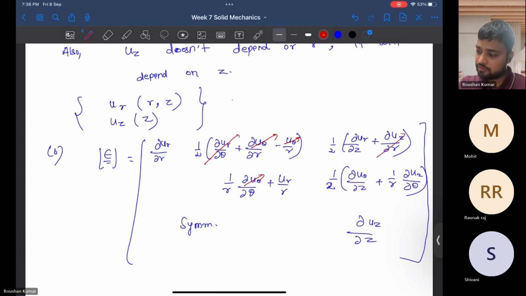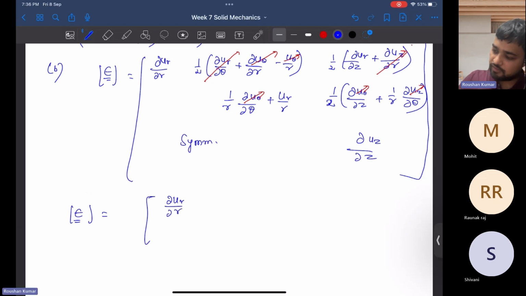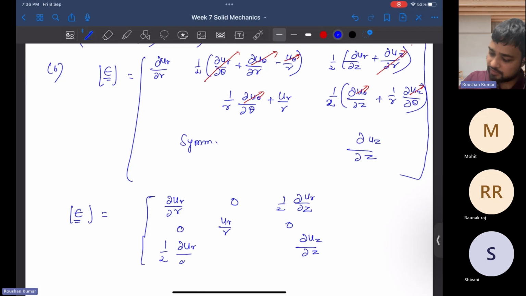Del uz upon del r, this will cancel out. Del uz upon del theta, this will be 0. Del u theta upon del z, this will also be 0. So the final terms that remain in the strain matrix are: del ur upon del r, 0, half of del ur upon del z; 0, ur upon r, 0; 1 by 2 del ur upon del z, 0, del uz upon del z. So this is the final strain matrix for this problem.